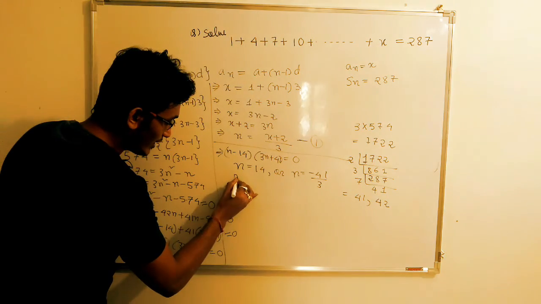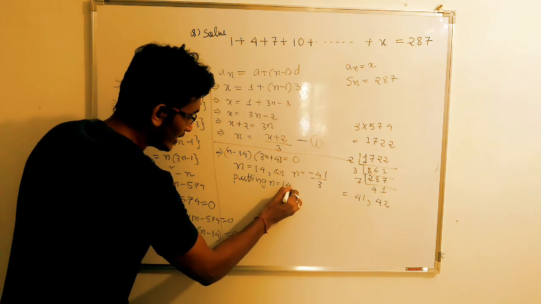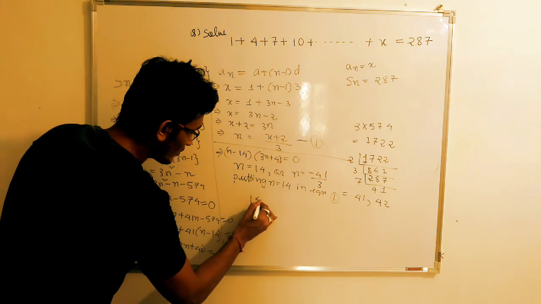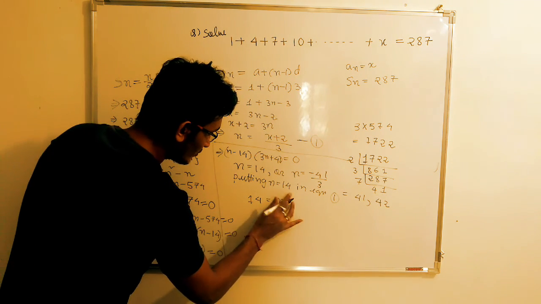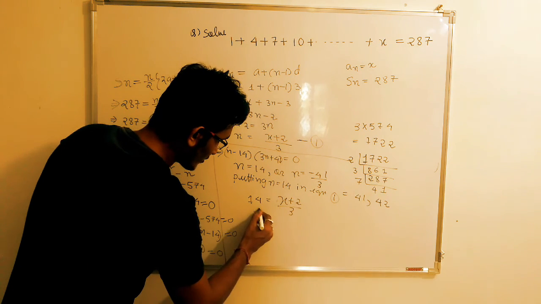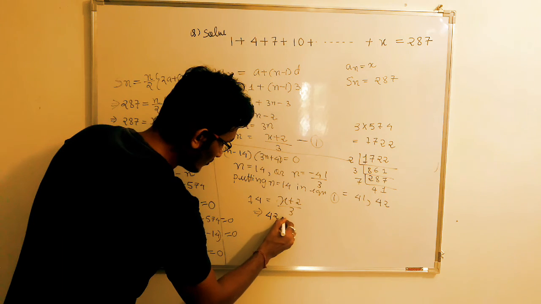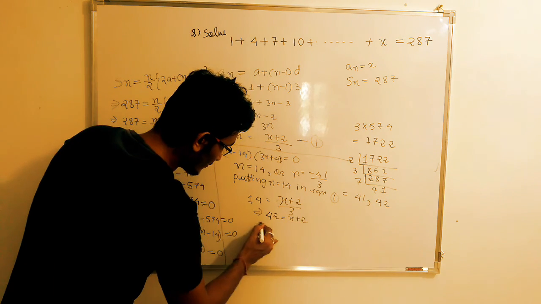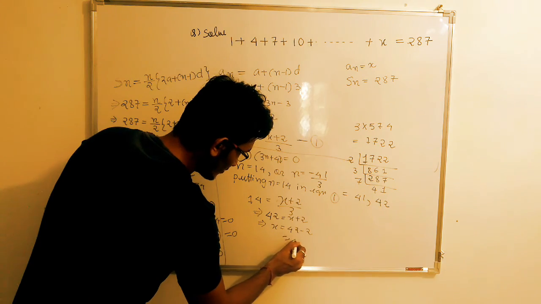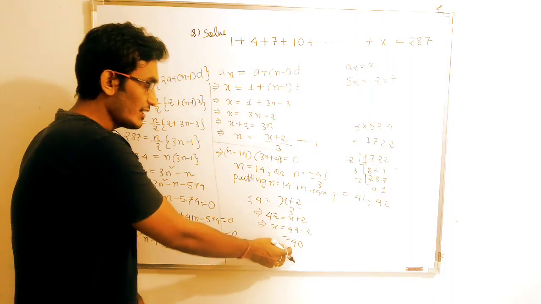Now putting n equals 14 in equation 1, it becomes 14 equals x plus 2 by 3. So cross multiply, 14 into 3, 42, x plus 2 equals 42. So from here 42 minus 2 equals 40. So finally what is the value of x? x equals 40.